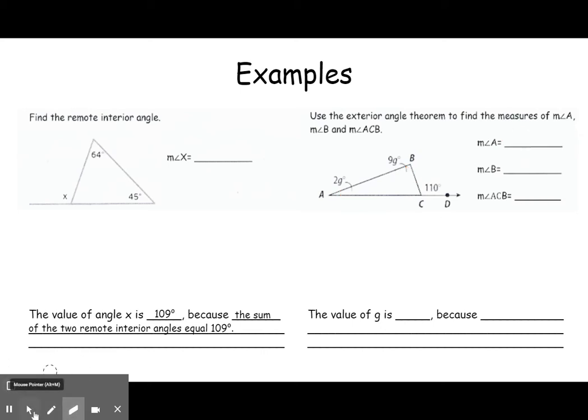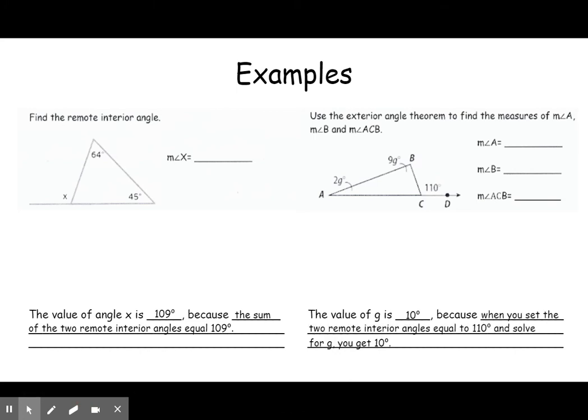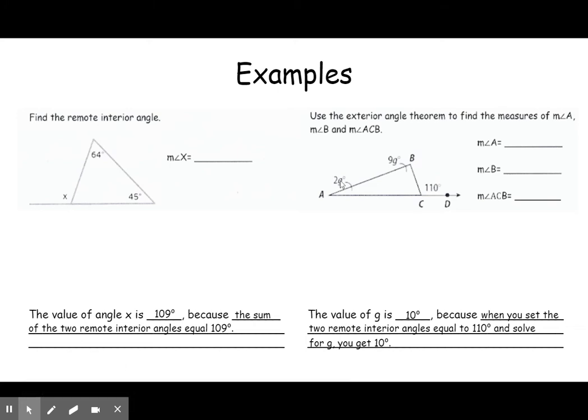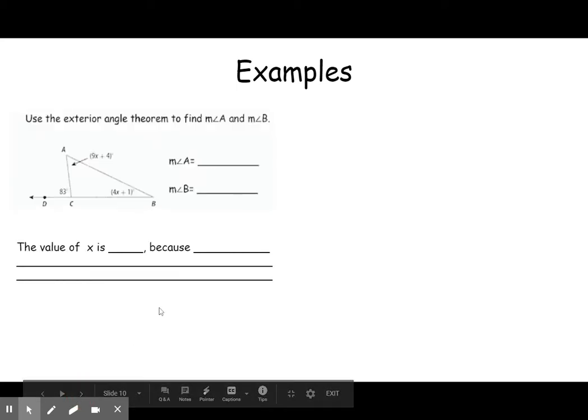All right, so let's check and see what we're going to fill in for our blanks. So the value of G is 10. We figured that out by setting up our equation and solving for G, because when you set the 2 remote interior angles equal to 110 and solve for G, you get 10. Okay, so then again, once we found out that G was equal to 10, we could plug that 10 in and find the measurements of angle A, B, and C, or ACB. Incredible. All right, let's knock out one more.